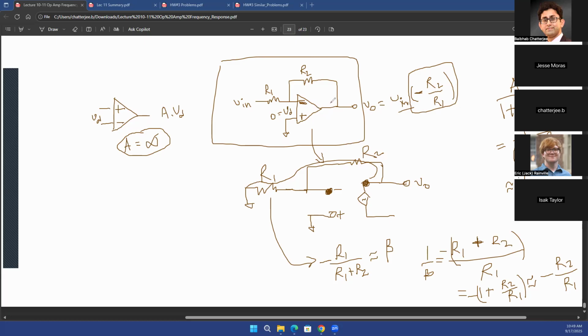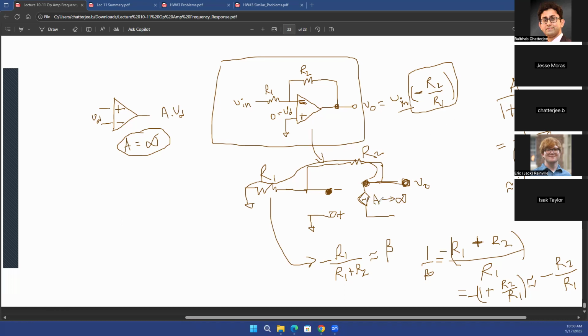But on the other hand, if you trace it back, your output voltage is Vin times minus R2 over R1, and that is the voltage at the output of the op-amp. Now, for example, the op-amp still has a gain A which is tending towards infinity. If this is an ideal op-amp, the gain of the op-amp is still tending toward infinity.